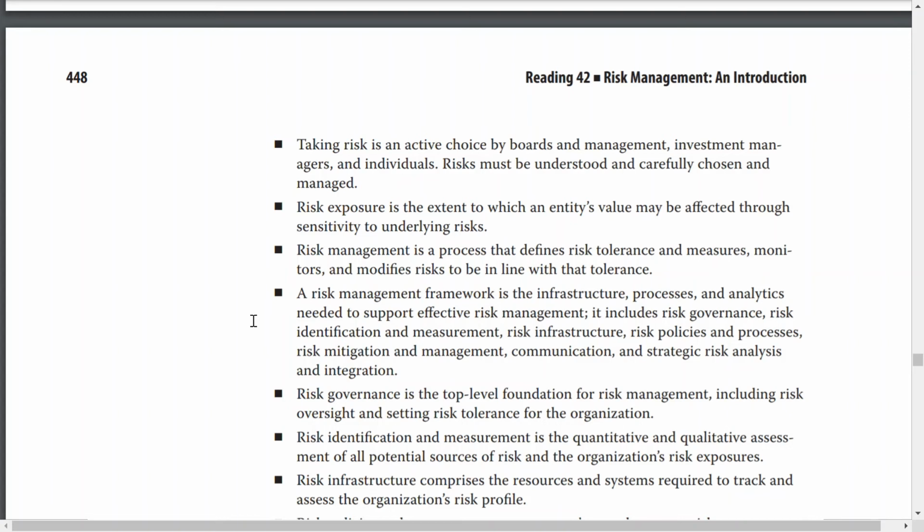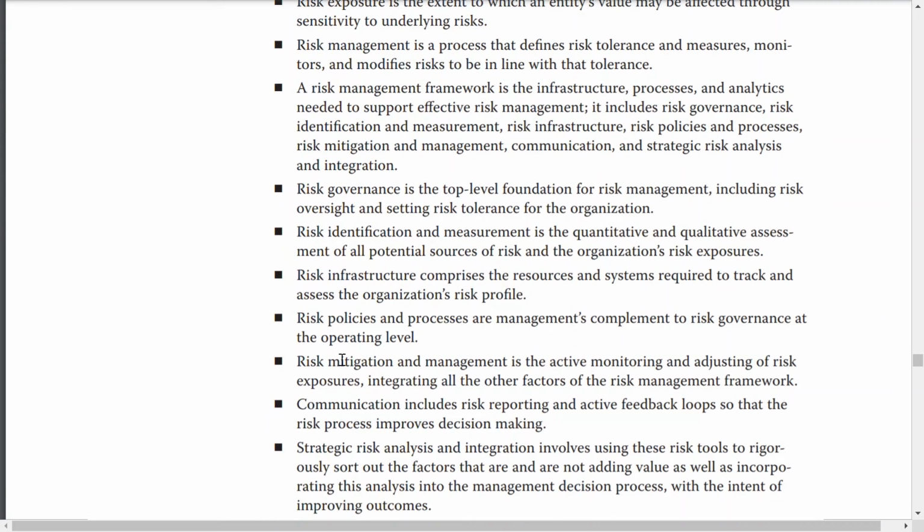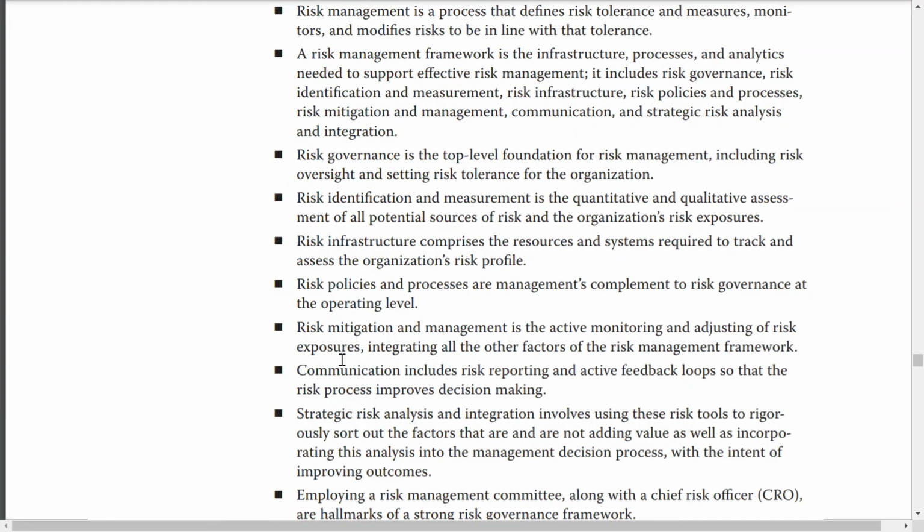Risk governance is the top-level foundation of risk management, including risk oversight and setting risk tolerance for the organization. Risk identification and measurement is the quantitative and qualitative assessment of all potential sources of risk and the organization's risk exposure. Risk infrastructure comprises the resources and systems required to track the organization's risk profile. Risk policies and processes are management's complement to risk governance at the operating level.